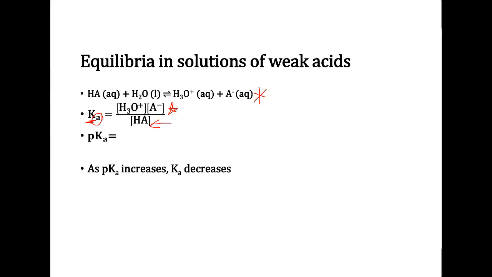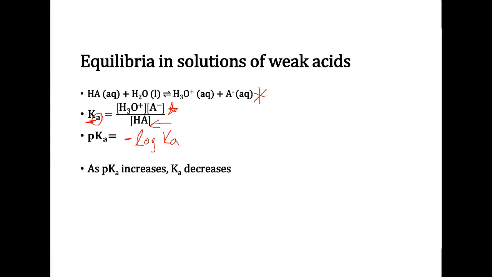Another thing that is sometimes useful is to find the pKa. pKa is just like pH, so we take the negative log of Ka. And what we'll find here is that as the pKa is increasing, Ka is decreasing. This can be thought of just like pH. The pH gets higher as the hydronium concentration decreases, so that means your hydroxide concentration is getting higher. So here we can look at Ka versus pKa. A stronger acid will have a lower pKa.